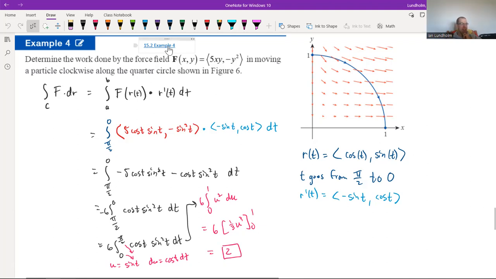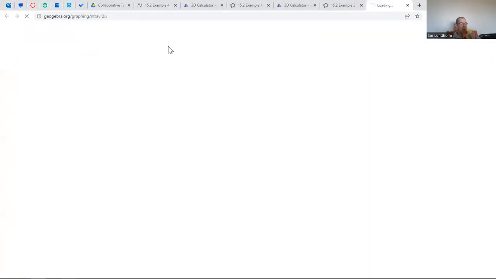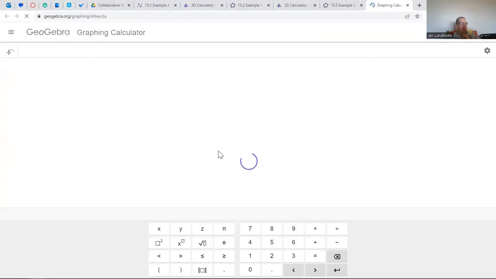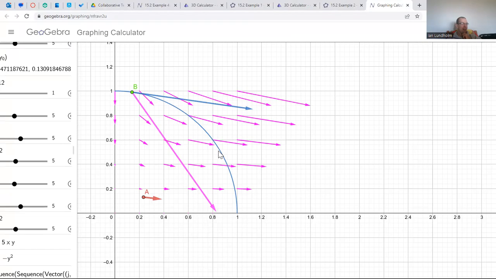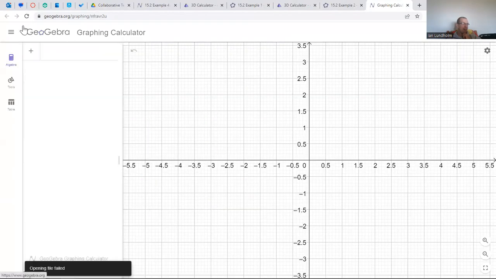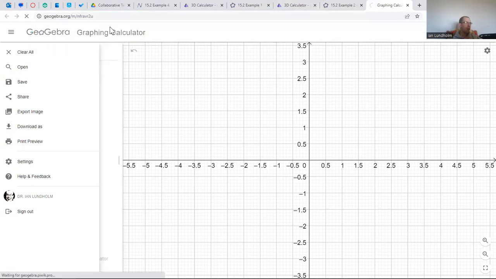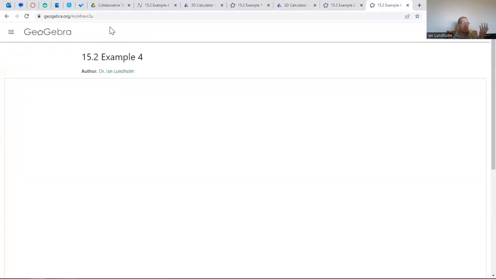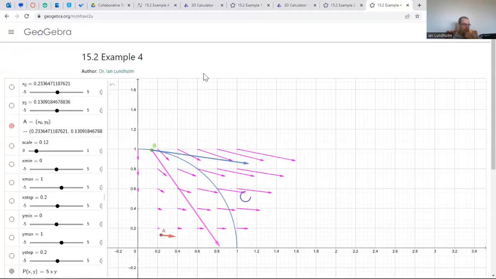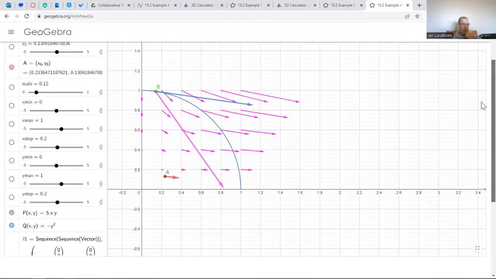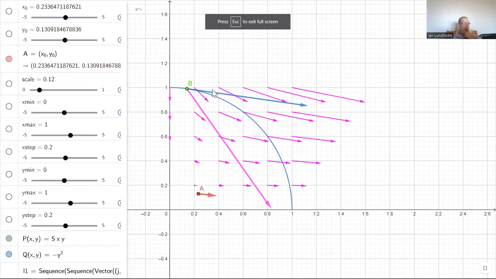Real quick, go into GeoGebra, hoping that this works first time. GeoGebra, you're killing me. Wait, if I just go M, never had to do this just to get the thing to load. Okay.